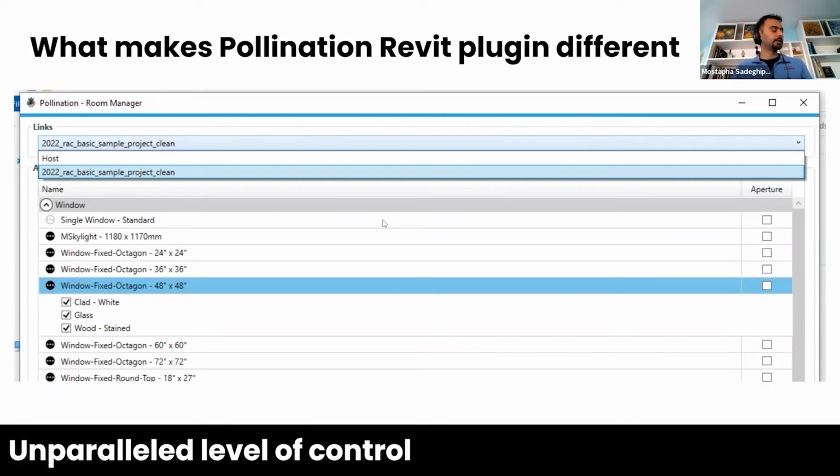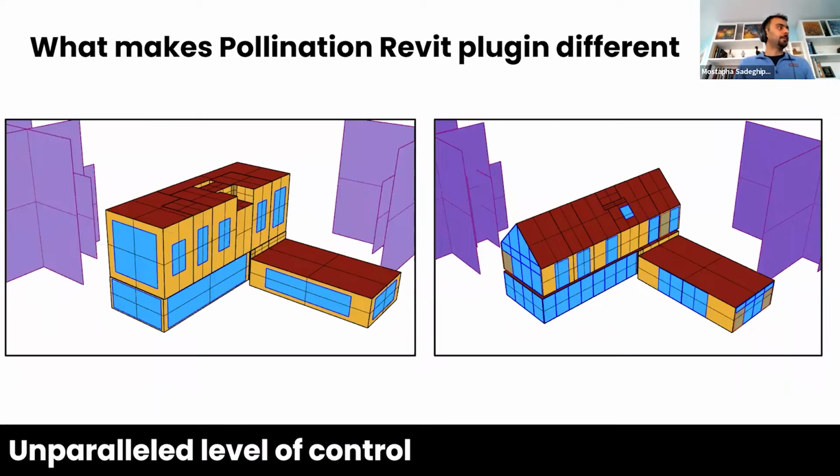The other thing is, for apertures in Pollination, we let you pick all the windows that we have to parse, all the curtain walls, doors, even some people use walls to represent apertures. I don't know why, but they do. And not only can you do that, you can also filter by material. So you can say this part of the material is the part that I want. This is also another level of control.